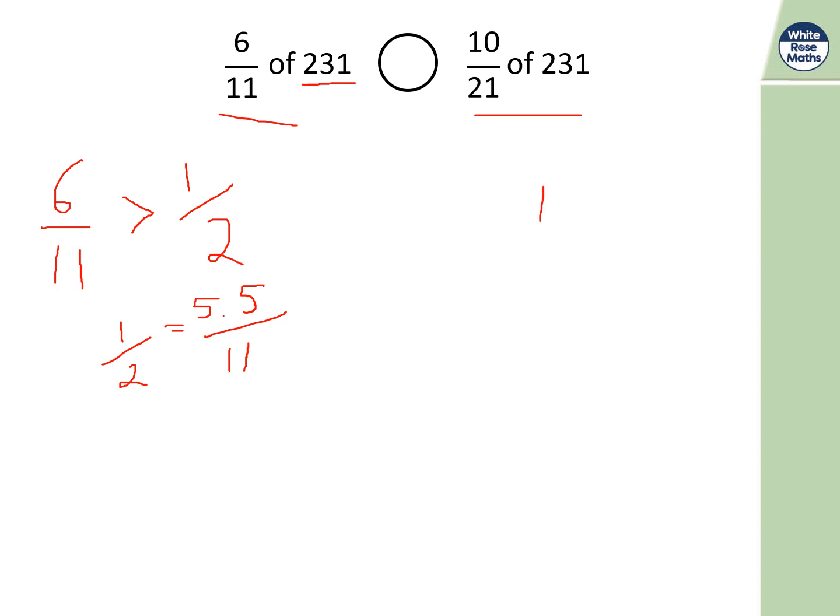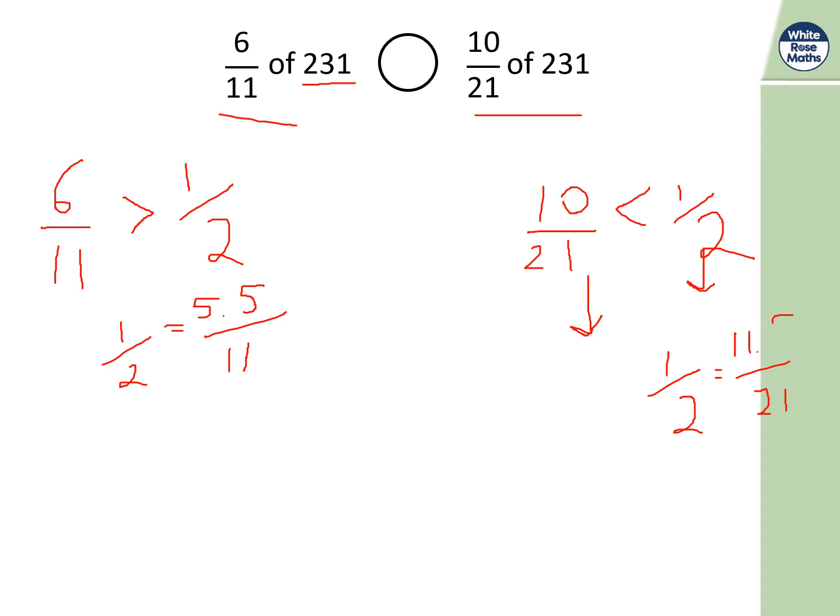Whereas here, 10 21sts, that's actually less than a half, because half of 21 is 10.5. Sorry, I apologise.